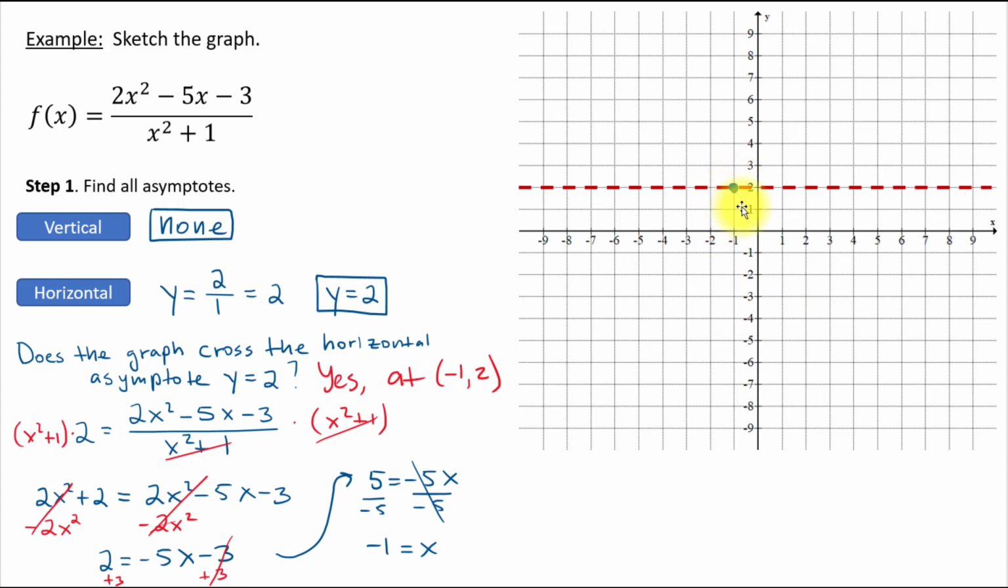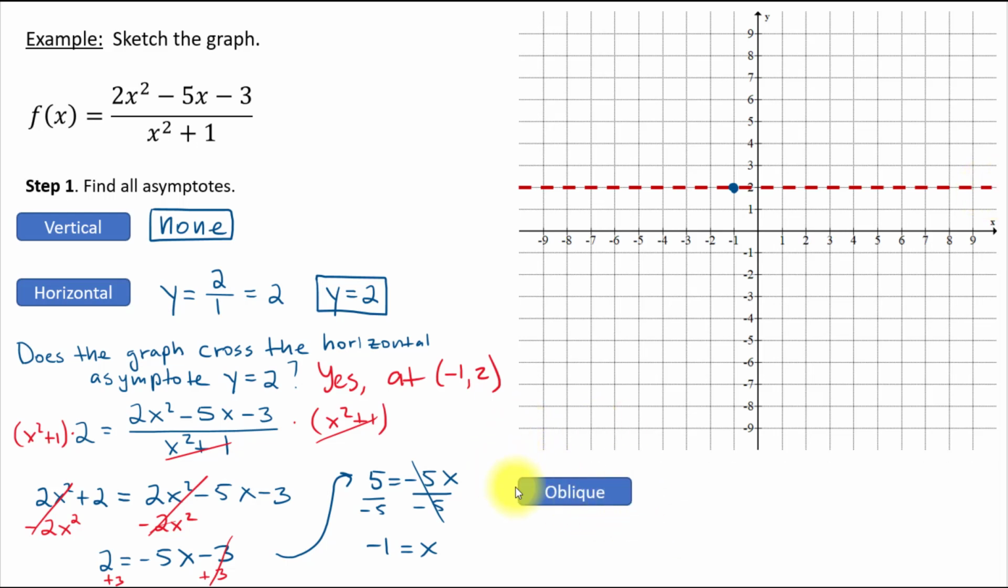If you're a little confused by the fact that the graph crosses the asymptote, even though we said that the graph never touches or crosses the asymptote, keep in mind that when we say that, we refer to the end behavior of the graph. So basically, our graph will cross this horizontal asymptote at this point, negative 1, 2. However, its end behavior will be such that the ends of the graph will approach this horizontal asymptote on the right and on the left without crossing or touching it.